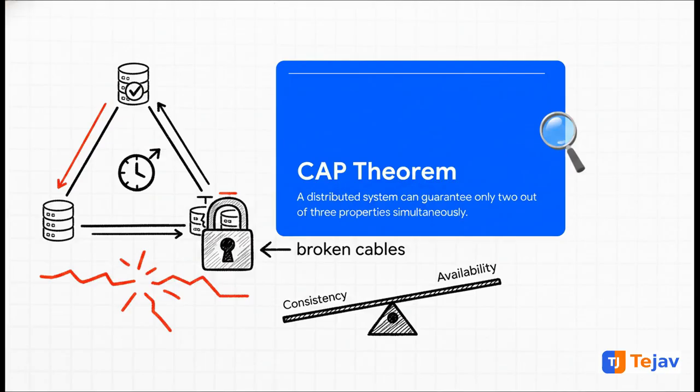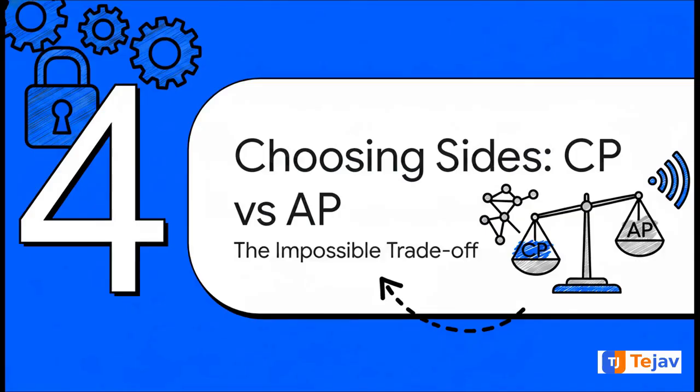But here is the catch, and this is absolutely vital to understand. Since network partitions are basically inevitable in the real world, partition tolerance is effectively mandatory. You cannot opt out of the physical reality of broken cables. Therefore, when a network failure inevitably happens, you are forced to make a very, very difficult choice between the remaining two.